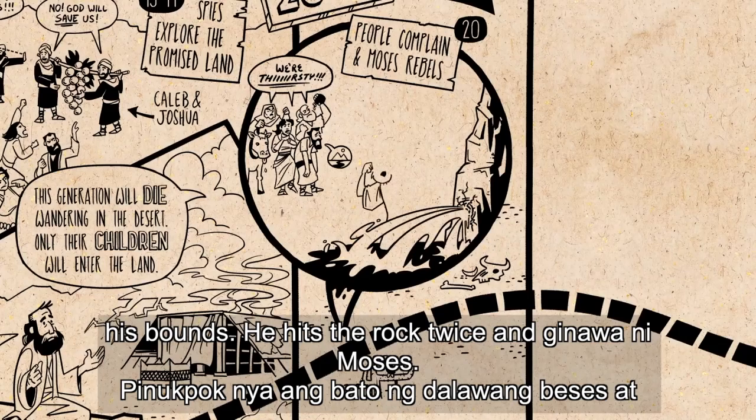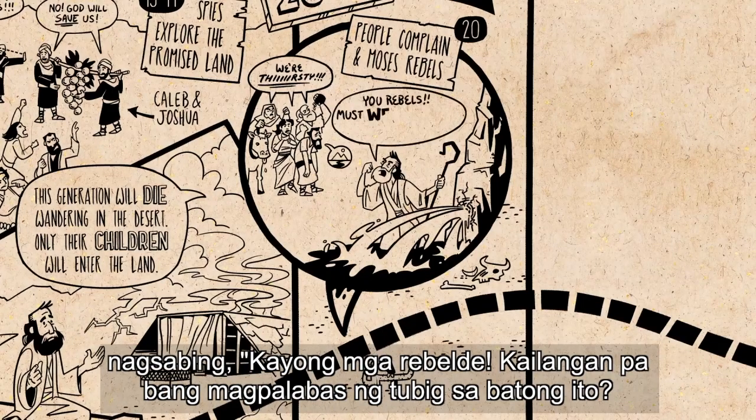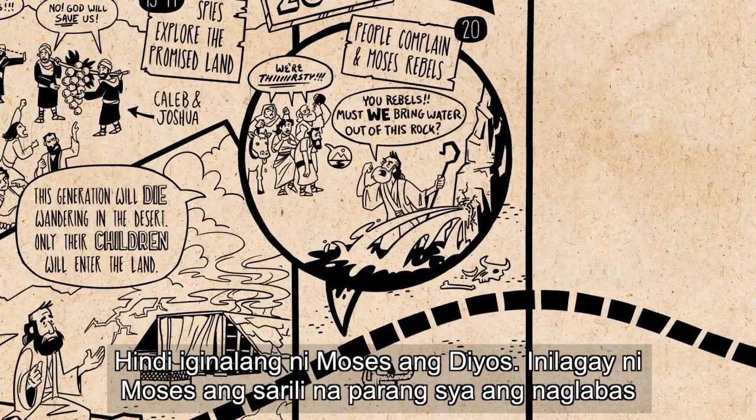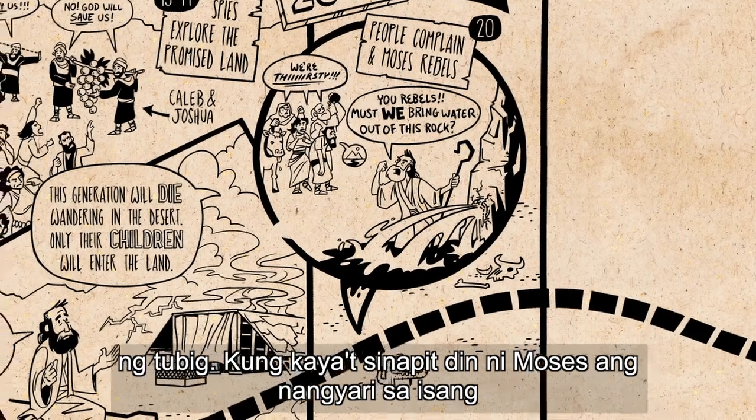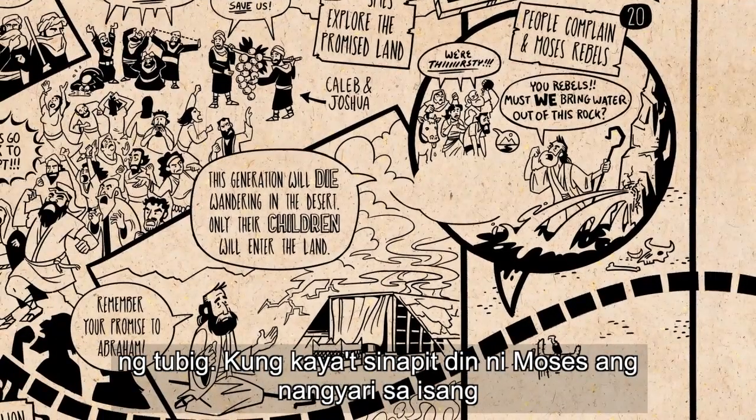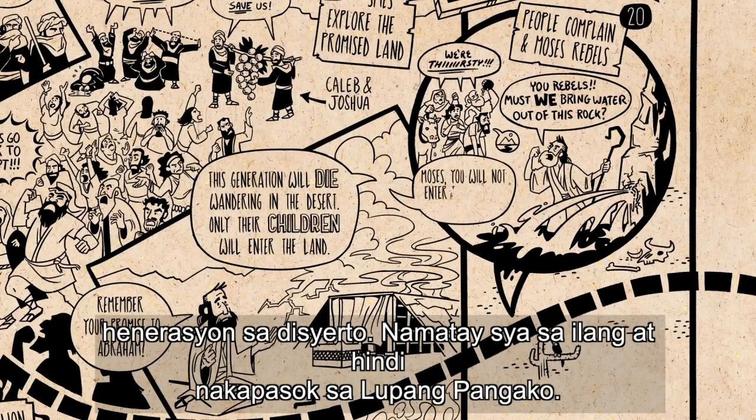He oversteps his bounds. He hits the rock twice and then says, "You rebels, do we have to bring water out of this rock?" So Moses dishonors God by putting himself in God's place as the one who brings out the water. And so Moses brings down on himself the same fate as the wilderness generation. He too will die in the desert and never get to enter the Promised Land.